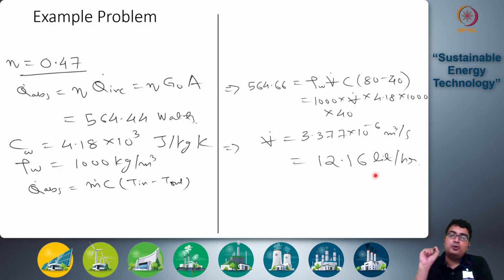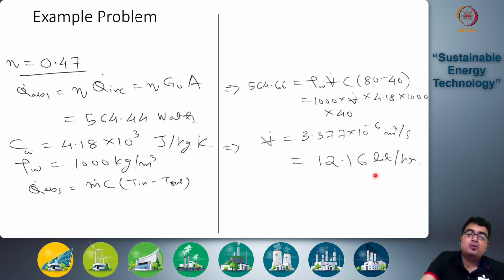So you can flow around 12 liters per hour of fluid through the system at the operating conditions to get an outlet temperature of 80 degrees. Okay. So that's how you solve these kinds of problems. So today I will stop here.